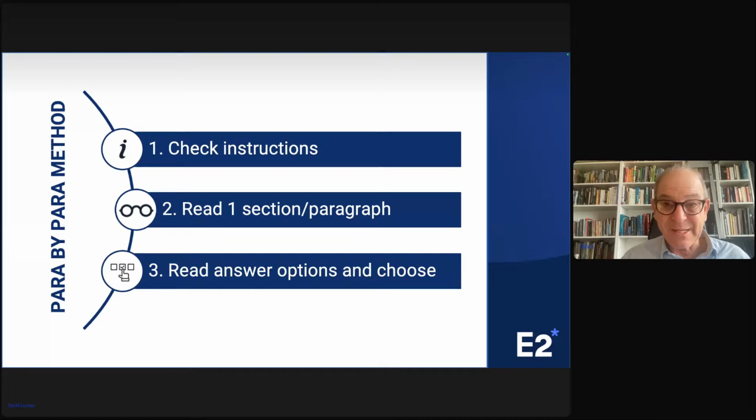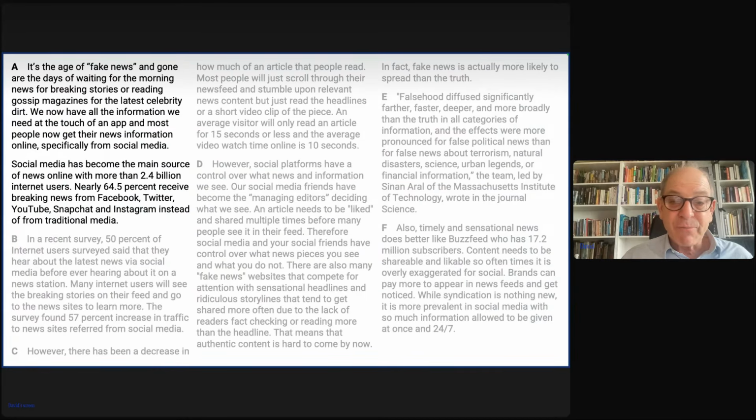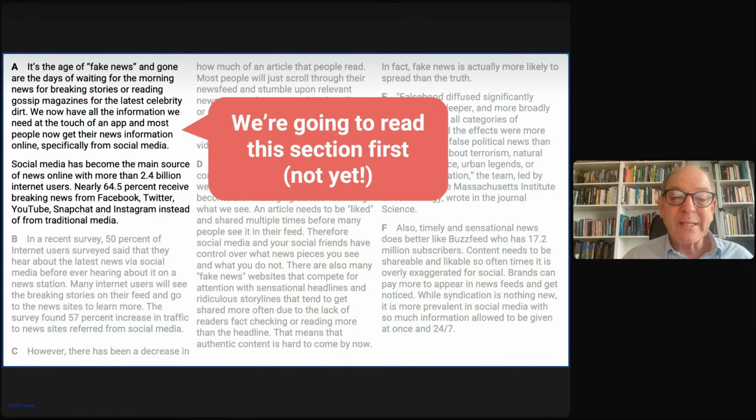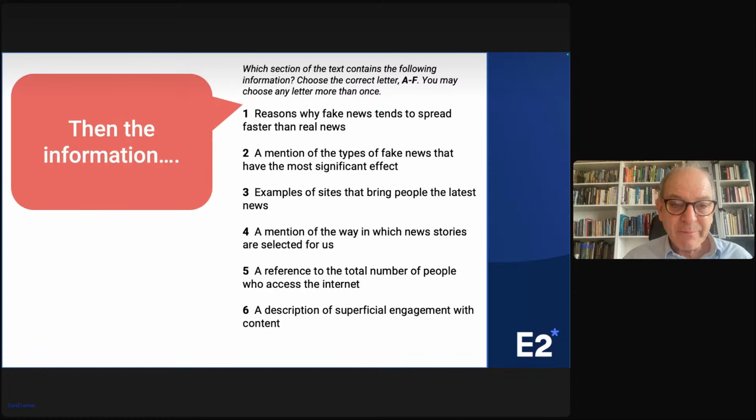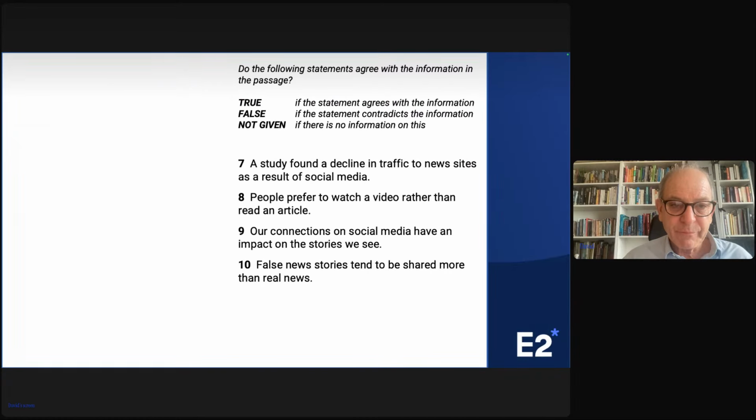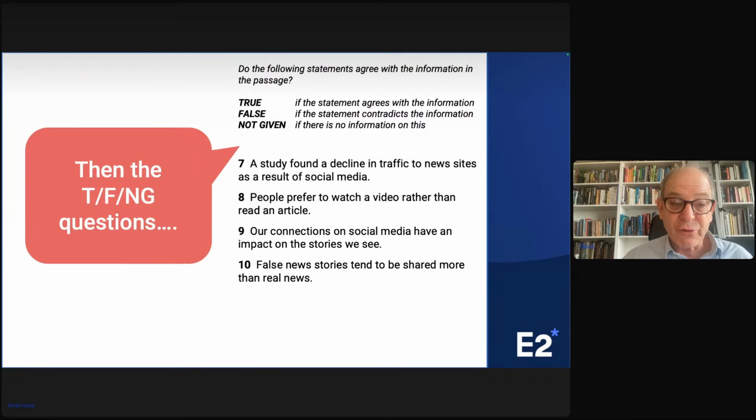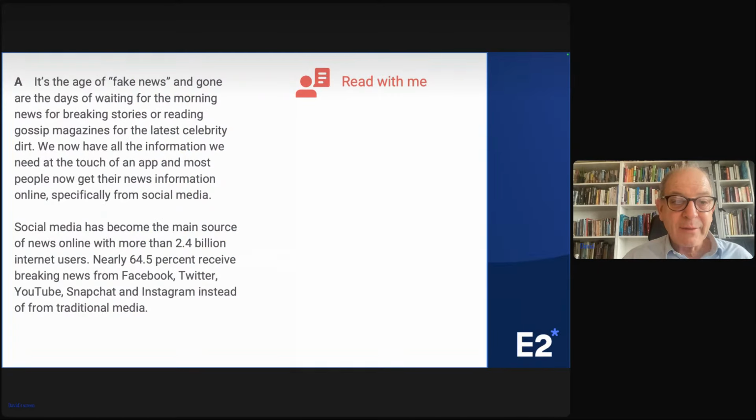Now you may like to take a screenshot of that as well, the paragraph by paragraph method, or para by para method. Here's the first paragraph. We're going to read this section first. Not yet, but that's what we'll do. Then we're going to read the information. Then the true, false, not given questions. And then we're going to work out whether it comes from this paragraph. Okay, so read with me, yeah?